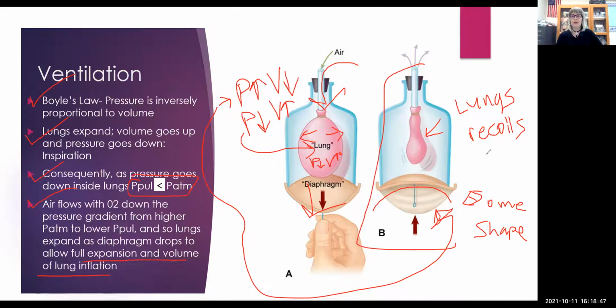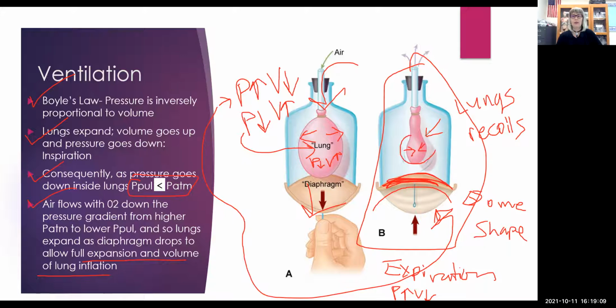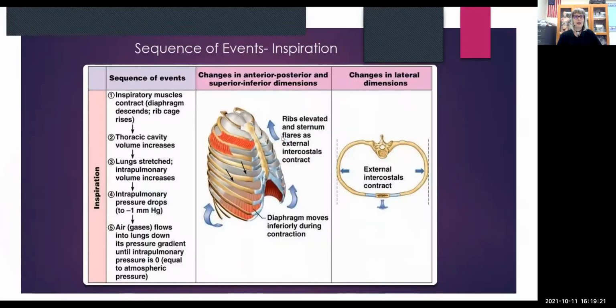On the flip side over here, this is expiration. So now we have the opposite, okay? We have the opposite where pressure goes up and volume goes down. Dome shape, return of dome shape to the diaphragm, lungs recoil. And as lungs recoil, you can see the volume goes down and pressure goes up. So hopefully this was super, super clear to you. Let me clear the annotations now and move on to the next slide.